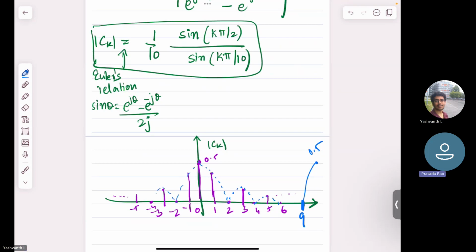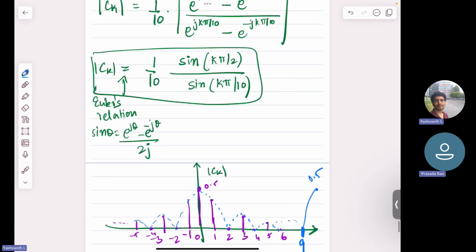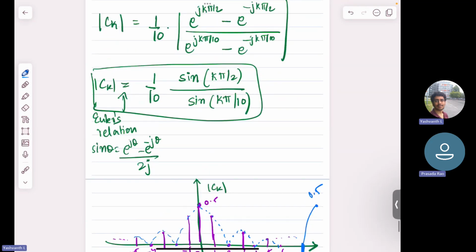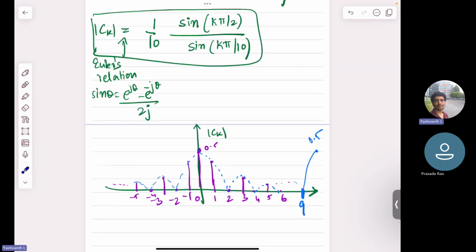Sir, for 2 what happens? For 2, sin pi is 0. See this guy, the numerator will become sin pi, which is 0. That's why it has gone to 0. At every even multiple it will go to 0. And after 9, it will go back to 0.5 again. This pattern will repeat. Why? Because we saw that the discrete Fourier series is also periodic with the same period. So this was our period till 9, this is 10. Again, from here, the same pattern will repeat.